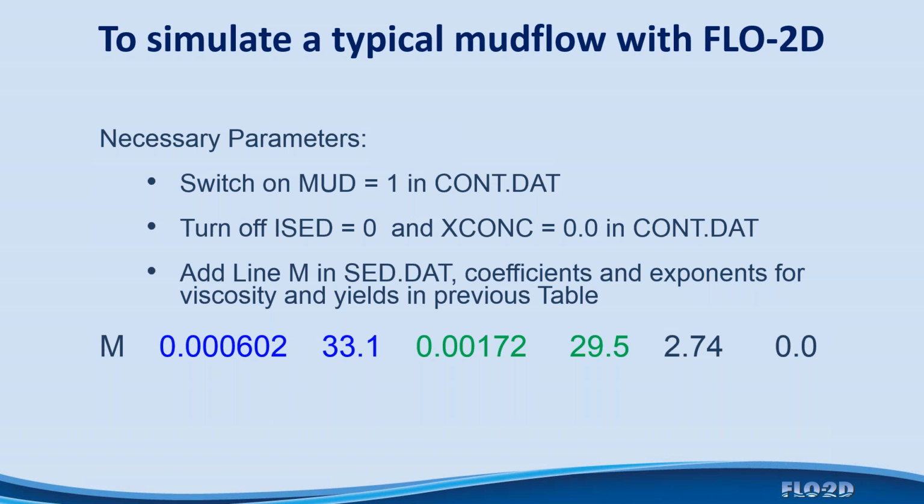If you're going to do a typical mud flow with Flow 2D, you would switch on the mud switch in the CONTROL.DAT file. You would turn off the conventional sediment transport switch and any kind of generic bulking factor in CONDOT.DAT, and then add the M line for mudflow in SED.DAT, where you add the coefficient and exponent for the viscosity, coefficient and exponent for the yield stress as a function of concentration, and the specific gravity if it was different from sand or whatever. And if you wanted to enter a K laminar flow resistance coefficient, you could enter it here.